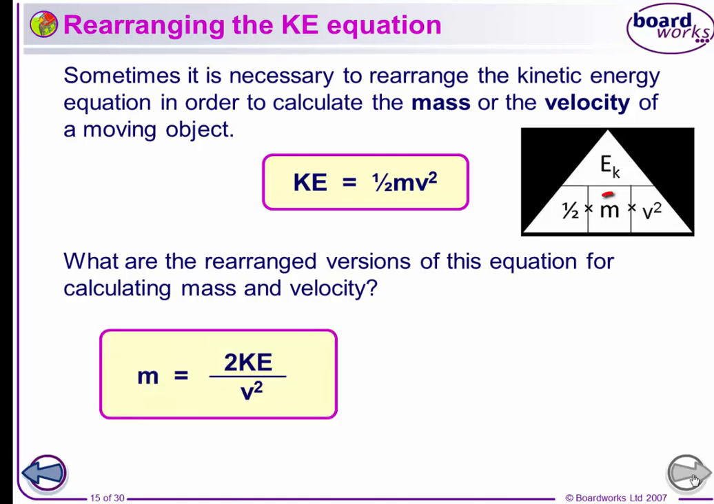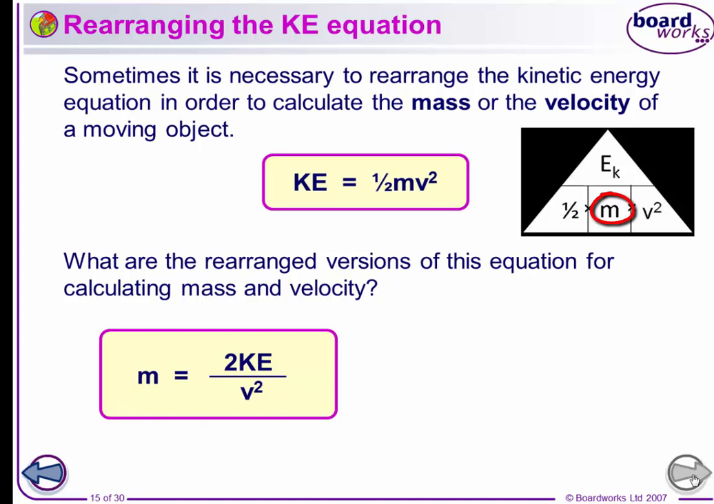The mass is equal to the kinetic energy divided by half v squared. When you divide anything by half, it's the same as multiplying by 2. So we have 2 lots of kinetic energy divided by v squared. Don't forget the v squared.